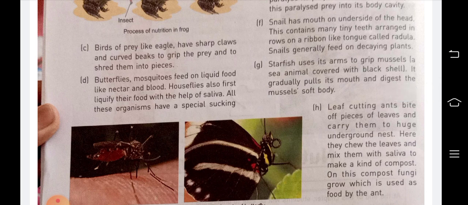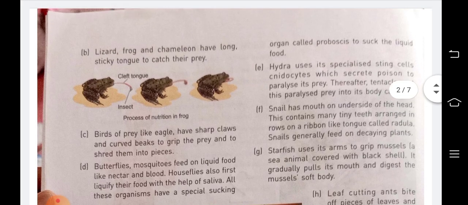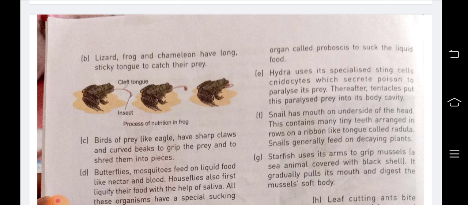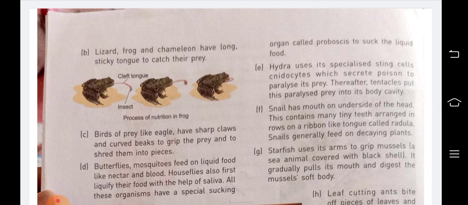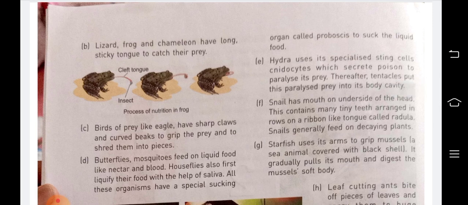Then butterflies and mosquitoes feed on liquid food like nectar and blood. Nectar means juices, fruit juices. Houseflies also first liquefy their food with the help of saliva. All these organisms have special sucking organs called proboscis to suck the liquid food. So in butterflies and mosquitoes, there is a sucking organ known as proboscis, with the help of which they suck the liquid food, either nectar or blood. Nectar in the case of butterflies and blood in the case of mosquitoes.